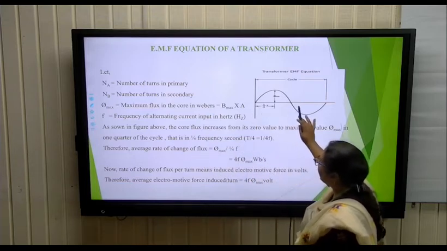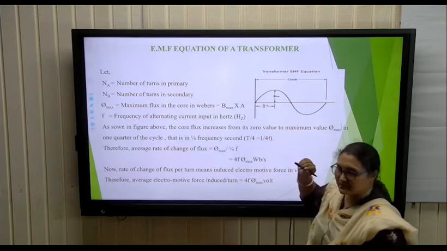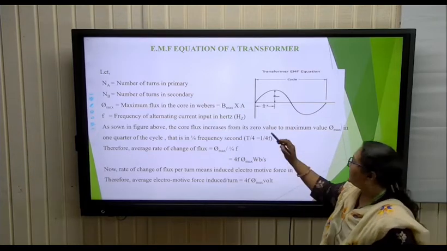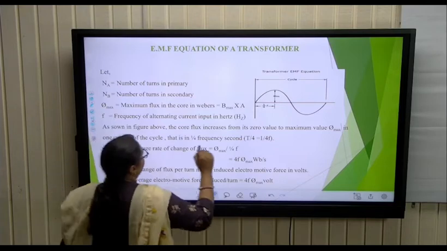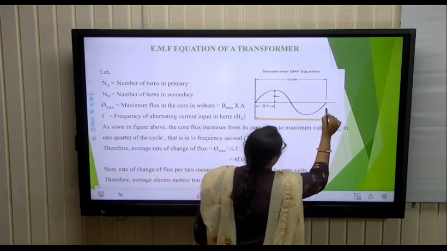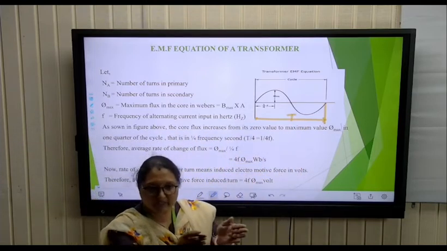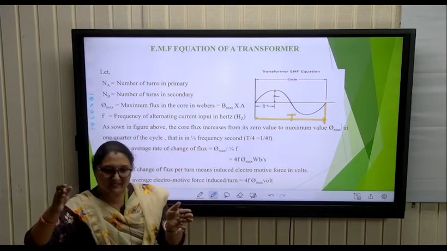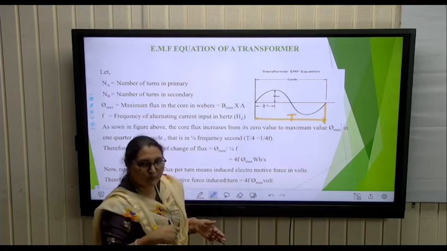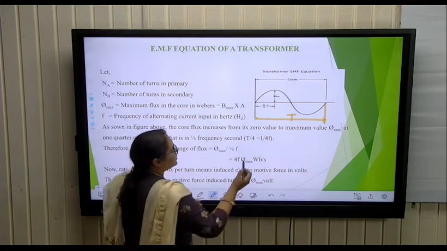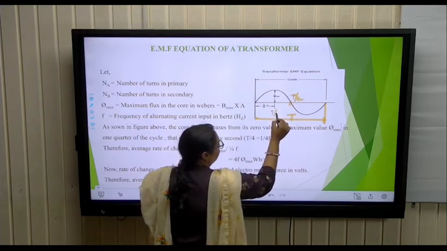Now let us see how this EMF equation is derived. You know the time period. This duration, from this point to this point, is termed as one time period. After this T seconds, the cycle is going to repeat itself. So this is the time period T. When you take the reciprocal, it becomes the frequency. At this point it is T by 2 and this is T by 4.